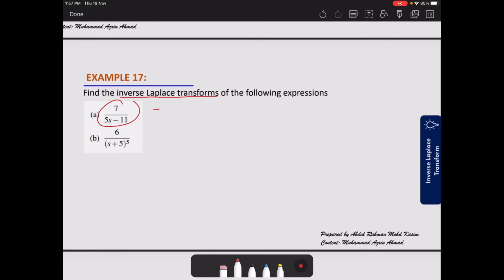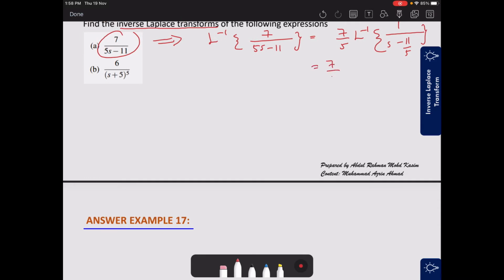Now let's proceed to get the answer from the table directly first, before we use the first shift theorem. If you want to inverse the function 7 over 5s minus 11, you bring the 7 and 5 outside. What you will have here becomes 1 over s minus 11 over 5. From here you can get the answer directly from the table: e to the power of 11 over 5 t. So this is from the table.